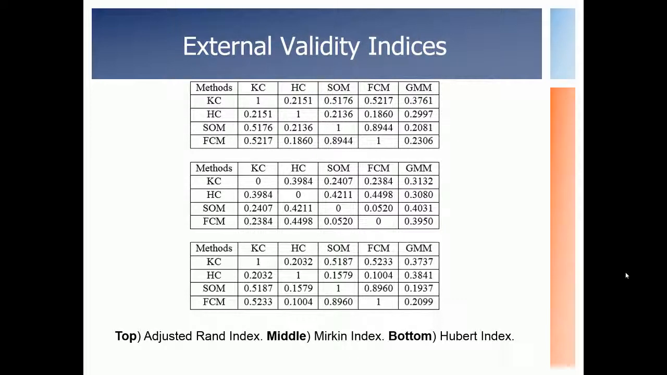Okay, almost every clustering algorithm will find clusters in a dataset, even if that dataset has no natural cluster structure. It is important to be able to distinguish whether there is non-random structure in the data. External validity indices are summarized in the table, which shows the adjusted Rand index, Mirkin index, and Hubert index respectively.